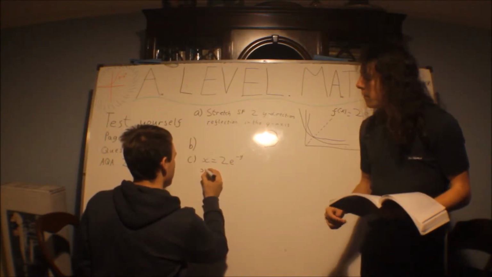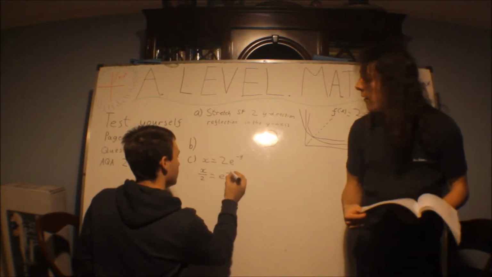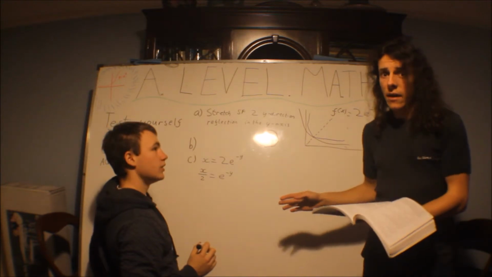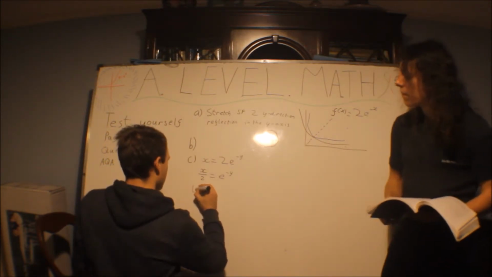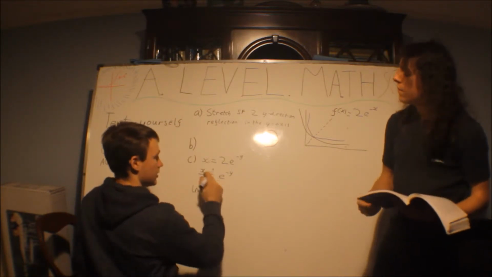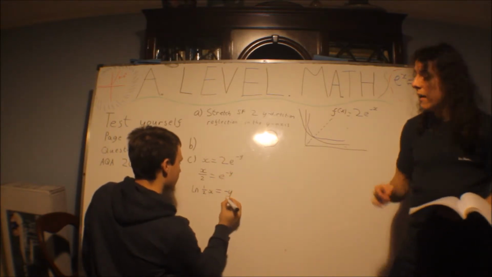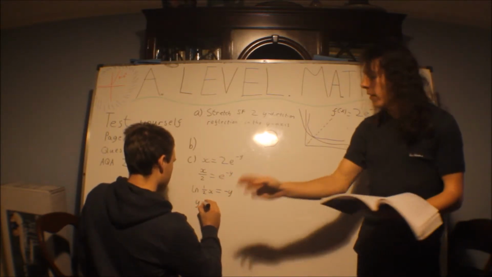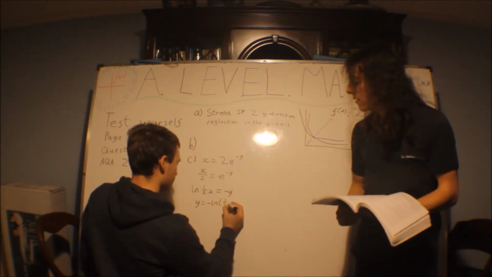So first step, divide both sides by 2. So you get x over 2 equals e to the minus y. Then you want to get rid of the e bit, and to do that we take ln of both sides. So it's going to end up ln of, I'm going to express it as a half x, you can express it as x over 2, they're the same thing. The ln will get rid of the e, so equals minus y. You don't want minus y, you just want y, so you negate the other side, so it becomes minus ln of half x.